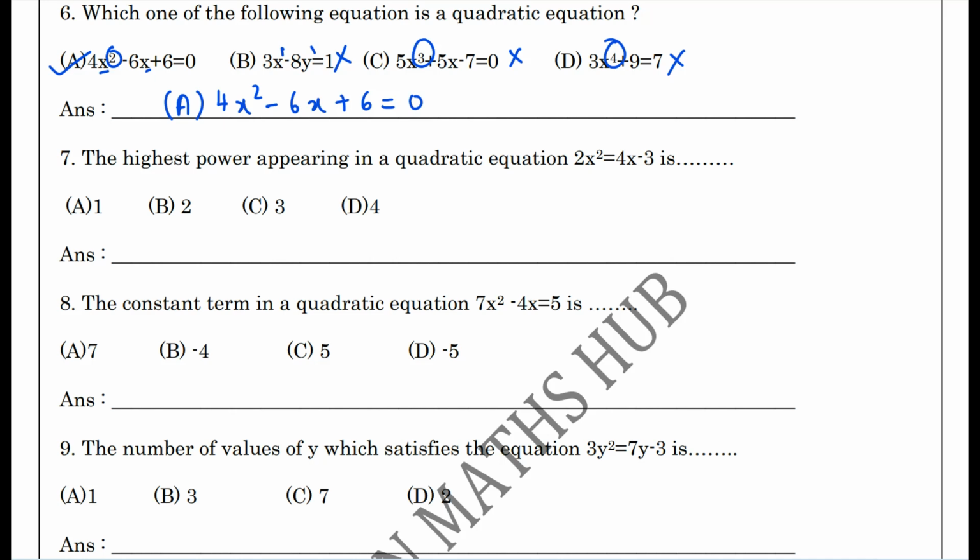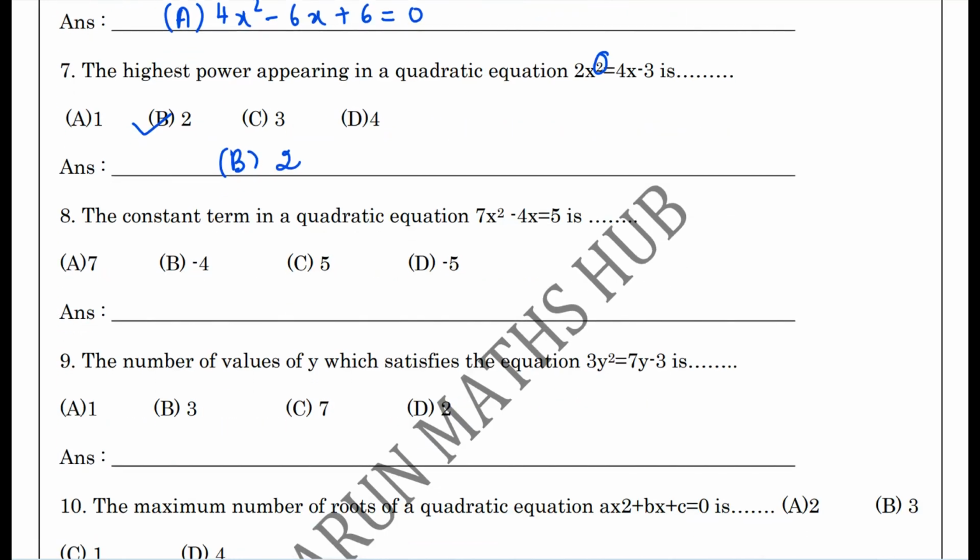What is the highest power appearing in the quadratic equation? 2x square. The highest power for variable x is 2. Therefore, the highest power is 2. That is, in a quadratic equation, obviously, the highest exponent of the power will be always 2. Therefore, the correct answer is option B, 2. Dear students, this is only questions related to introduction to quadratic equation.